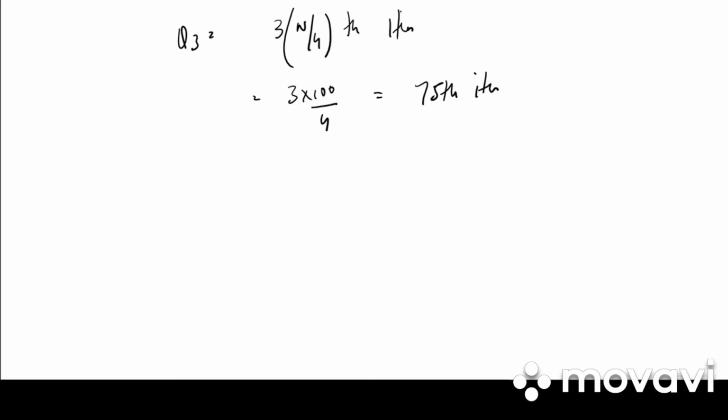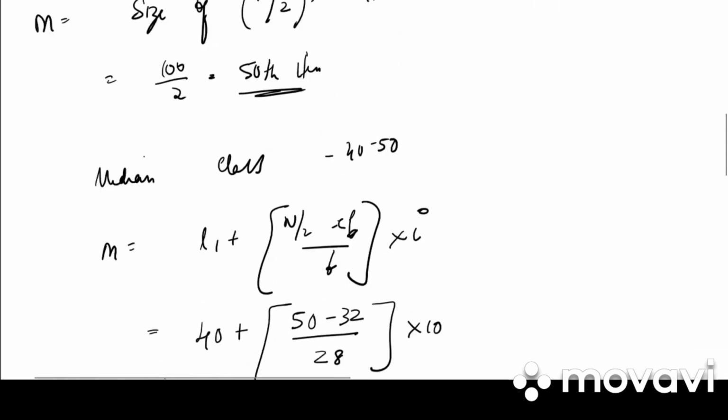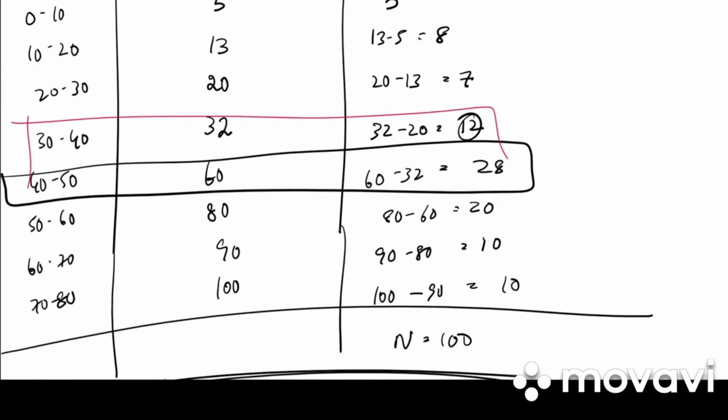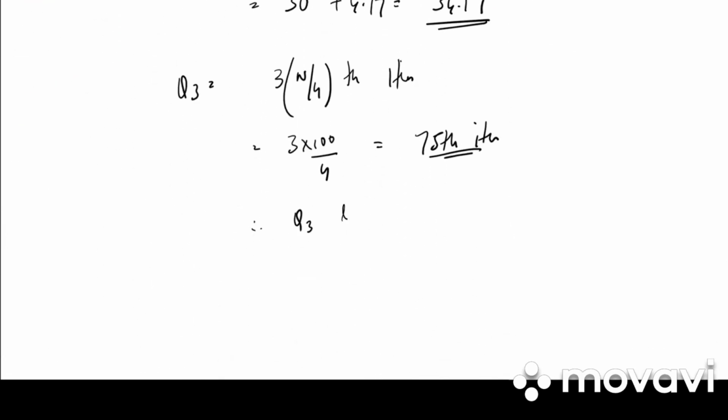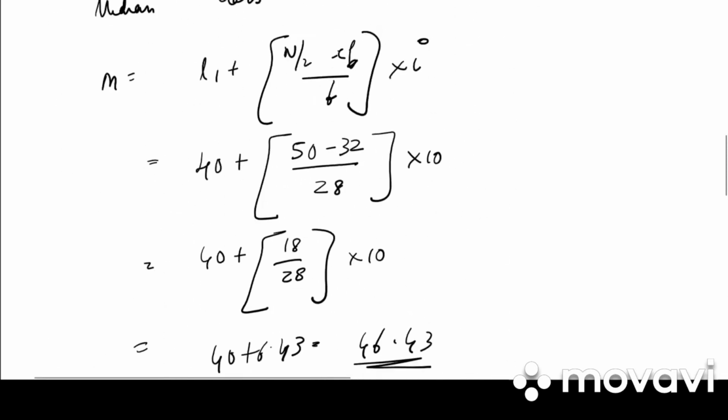Next we need to find Q3. It is 3 into n by 4th item. 3 into 100 divided by 4, that is 75th item. Go to the cumulative frequency. 75th item lies in the class interval 50 to 60. So therefore Q3 lies in 50 to 60.